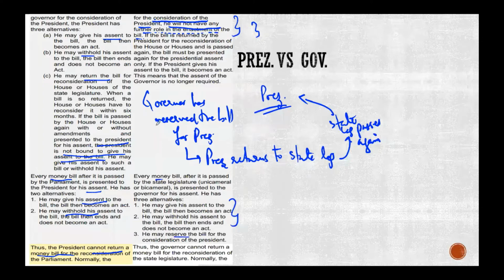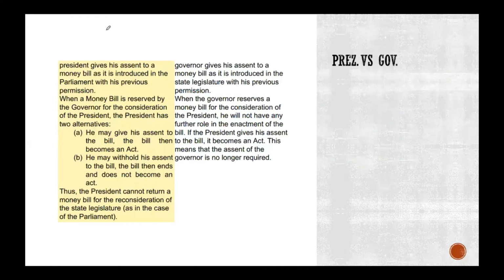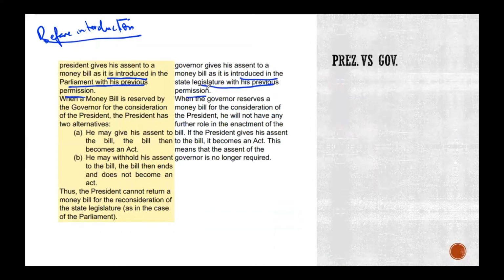Generally, on both sides, it is not rejected for a reason, because before introduction, it is like: this is the bill that I want to pass, dear president, take a look at this. And the president introduces the money bill by giving his permission. Same thing here, it is introduced in the state legislature with his previous permission. So the chances of him having to reject it are slim; there's no reason for it. So it generally gets passed.